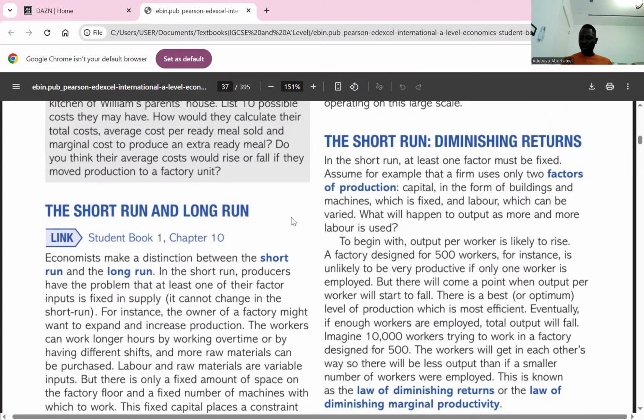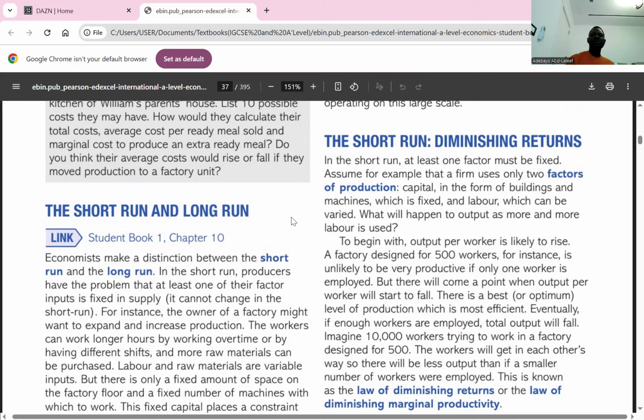For the short run diminishing returns, it said in the short run, at least one factor must be fixed. Assume that a firm uses only 2 factors of production, capital and labor. If more workers are employed, initially they will reach the best level of production, which is the optimum level, the most efficient. Eventually, if more workers are employed, the total output will fall. This is because the capacity available, which is fixed, is not big enough for the increasing size of workers. This is called the law of diminishing returns or the law of diminishing marginal productivity.